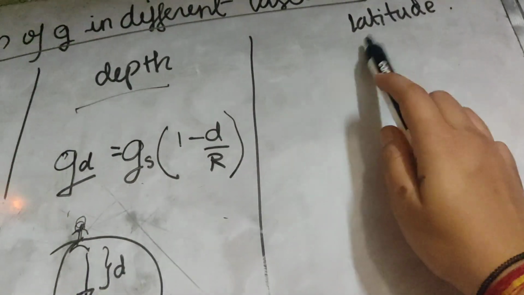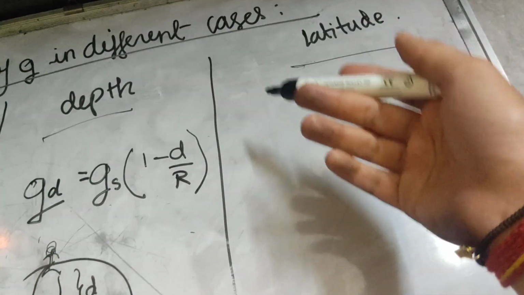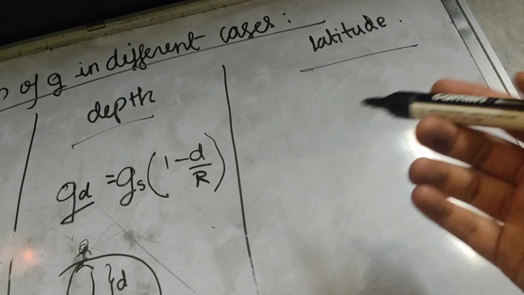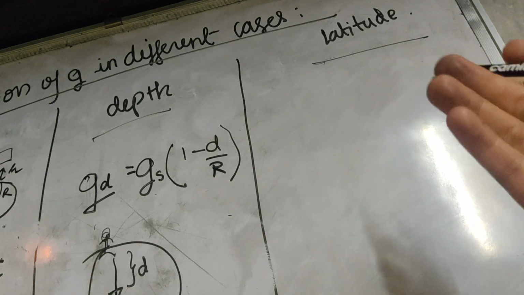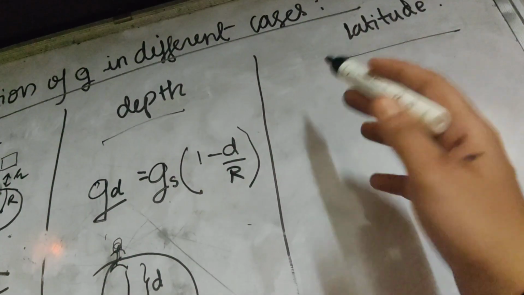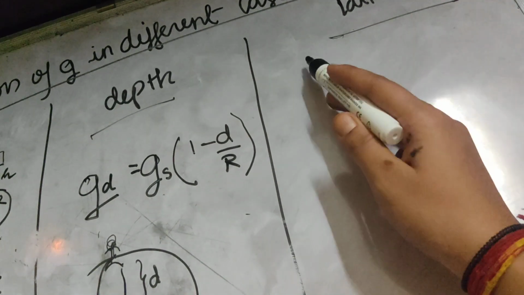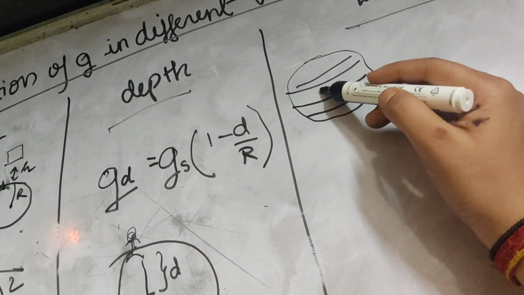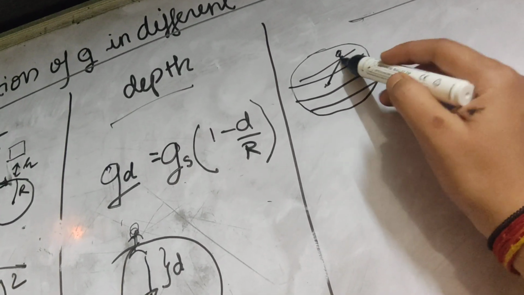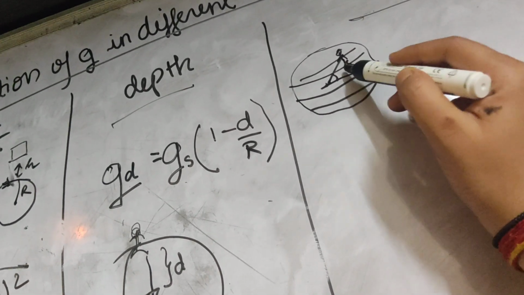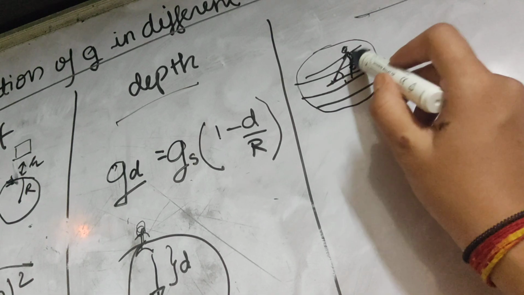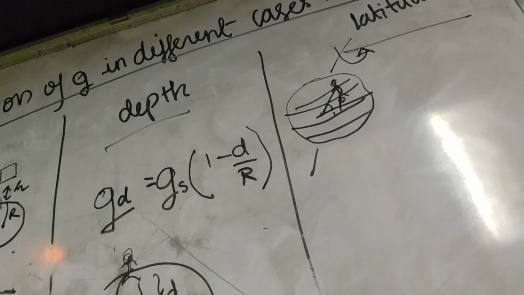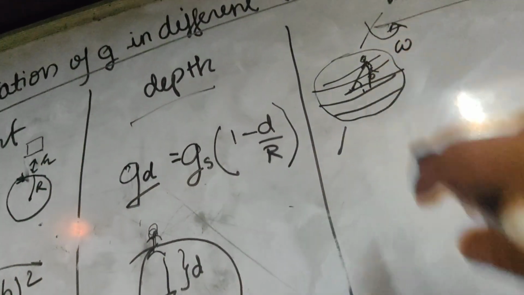Next, coming to latitude. Latitude means angle. I hope in class 4th or 5th you have studied latitudes and longitudes. Latitudes are horizontal lines which run from west to east, and they are imaginary lines used to locate places. For example, this is your earth and these are your latitudes. Suppose you are standing here, at this particular angle which you make with the center from the equator. What is the gravity you are feeling? And of course the earth is rotating at its own angular velocity omega on its own axis.